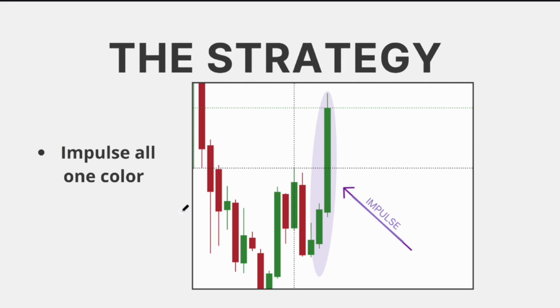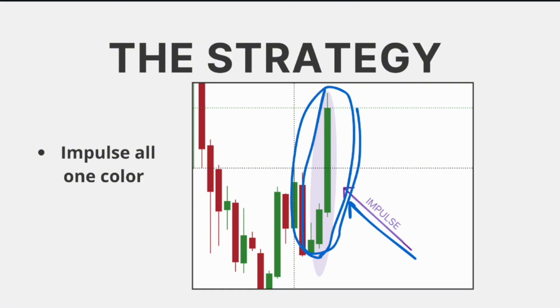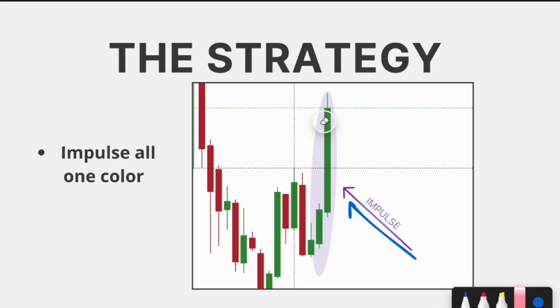Next, we have a couple of rules. After you have identified what trend the market is in, next we need to identify our impulse. The rule to the impulse is that it should all be one color. Right here you can clearly see this impulse is all green candles. It's important that your impulse is all one color.